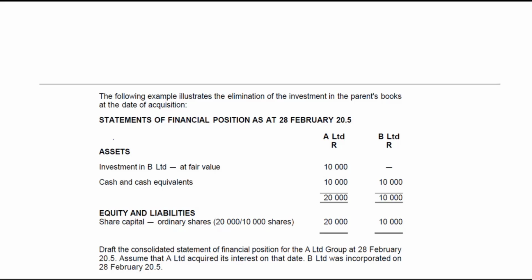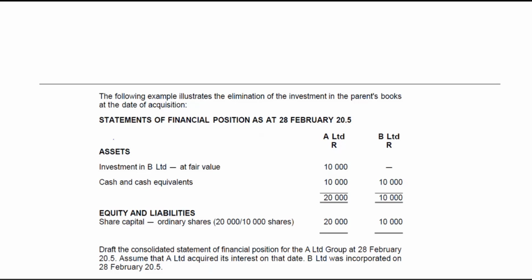So A Limited has got what? 100% shareholding. Okay. How do I know that A Limited acquired all the shares of B Limited? Because if you look at the balance sheet where it says investment in B Limited, it's got what? 10,000. And the shares of B Limited is also what? 10,000. That means A Limited acquired all the shares of B Limited. So it's got 100% ownership control.